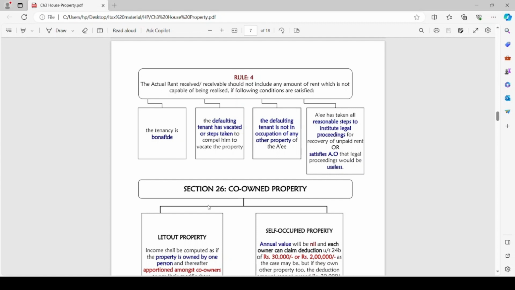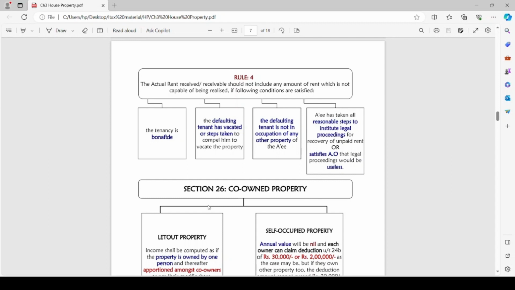Such conditions are: the tenancy is bona fide; the defaulting tenant has vacated or steps are taken to compel him to vacate the property. Here the tenant who is not paying the rent has either vacated the property or steps have been taken to make him vacate the property. The defaulting tenant is not in occupation of any other property of the assessee.